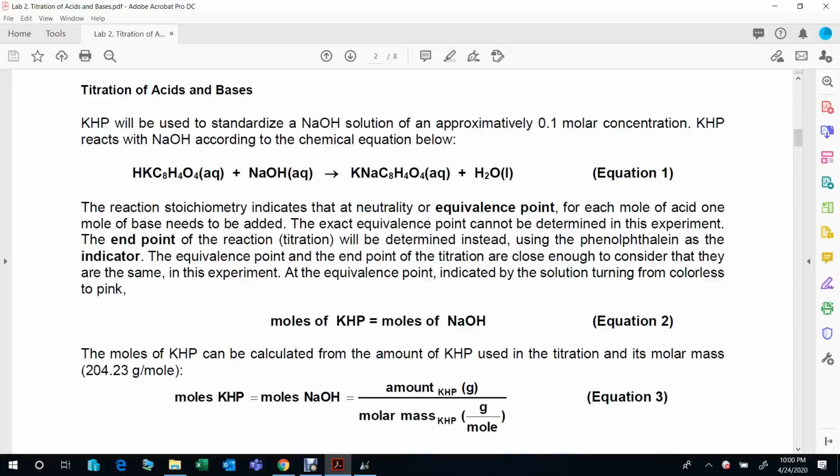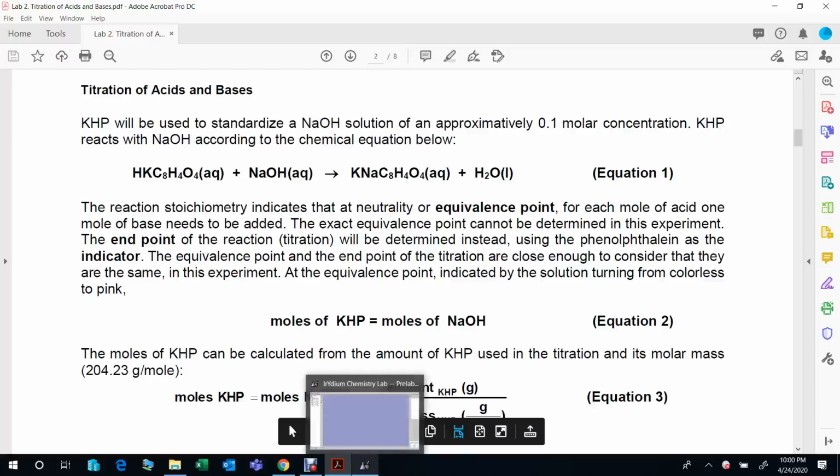KHP reacts with sodium hydroxide in a 1:1 ratio. This is an acid because it has 1 proton here. This proton can be given away, and it reacts with sodium hydroxide in a 1:1 ratio to afford the salt and water. And when the reaction reaches the equivalence point, the moles of sodium hydroxide and the moles of KHP are the same. That's the principle for this titration.